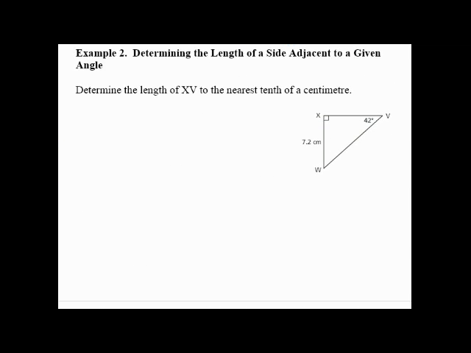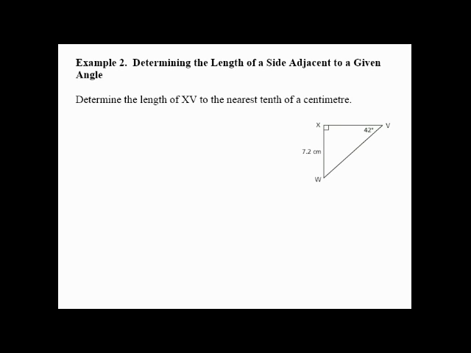Determining the length of a side adjacent to a given angle. This one's a little bit more complicated algebraically, but the idea is the same. So this time we are looking for the length of xv. We're looking for this side here, and this is now the adjacent side. And this is the opposite side of the angle that we know, which is v. So tan v equals opposite over adjacent. So tangent of 42 degrees equals 7.2 over xv.